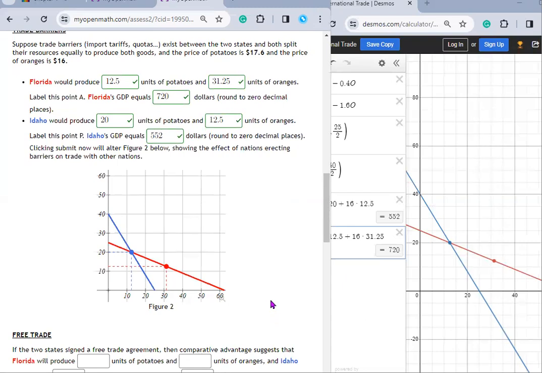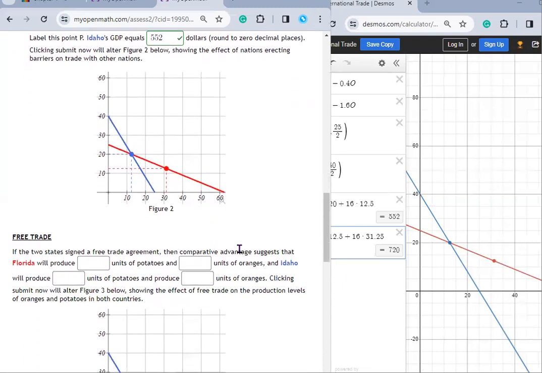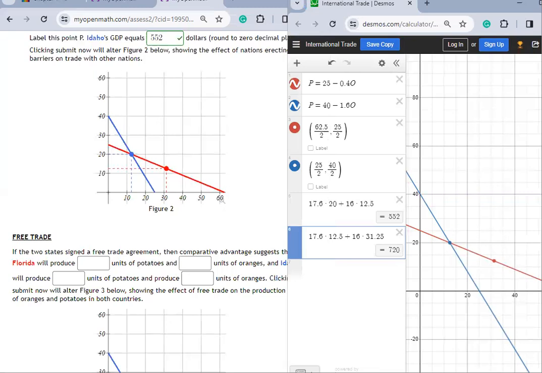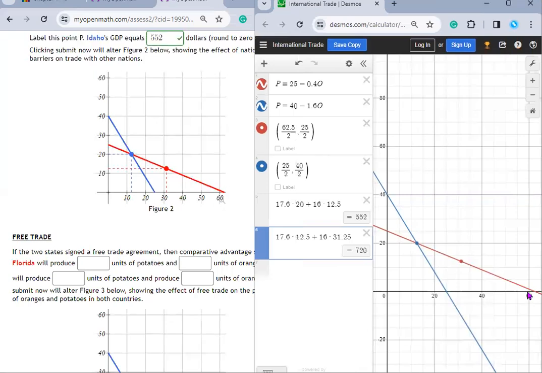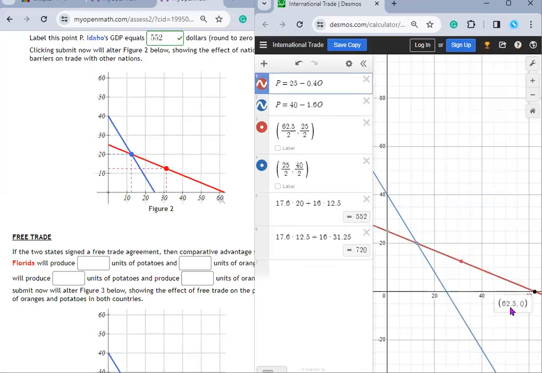Okay. All right, so now what will happen if all of a sudden these two nations sign a free trade agreement? Well, if they sign a free trade agreement, then what the countries will end up doing is they'll focus on what they do best, what they do cheapest, right? And Florida, because it has a comparative advantage in oranges, what is Florida going to do? Well, Florida is going to focus its production on what it does best, oranges. So Florida will produce 62.5 oranges and 0 potatoes.